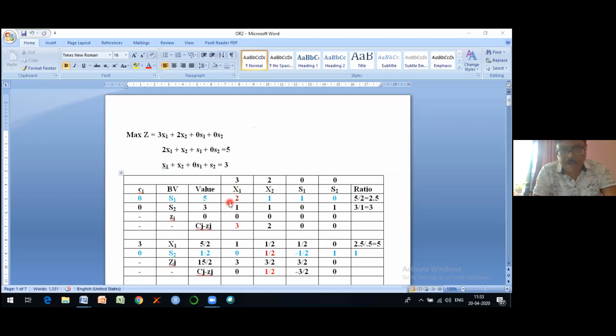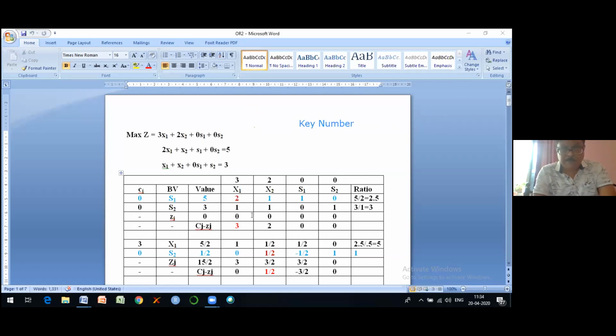Where is the intersection point? 2 is the intersection point. This is the key row, and this is the key column. So the intersection value is 2. This is called the key number. Right?